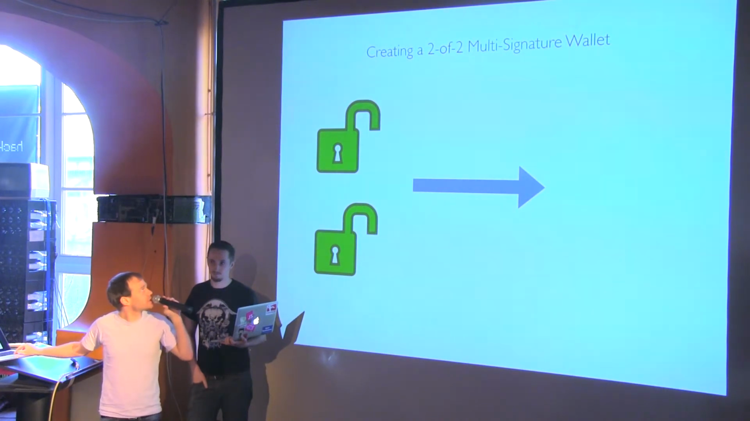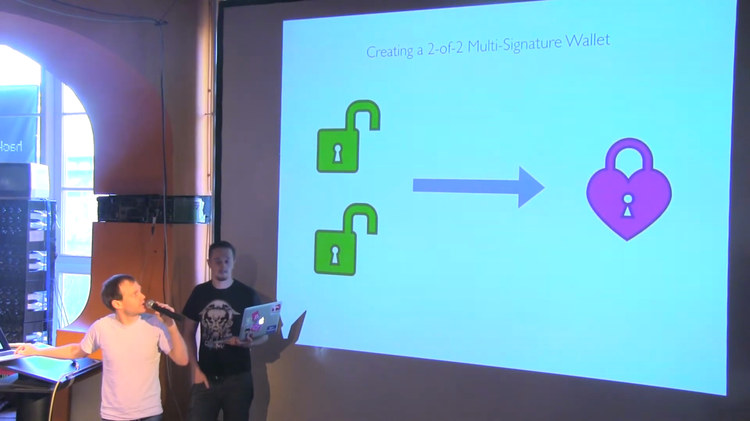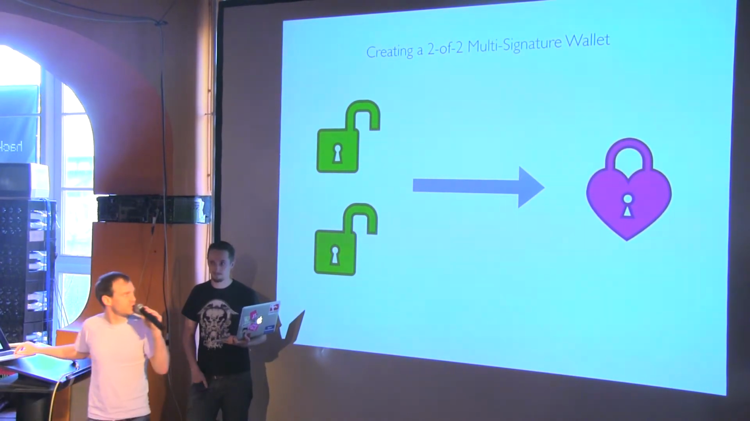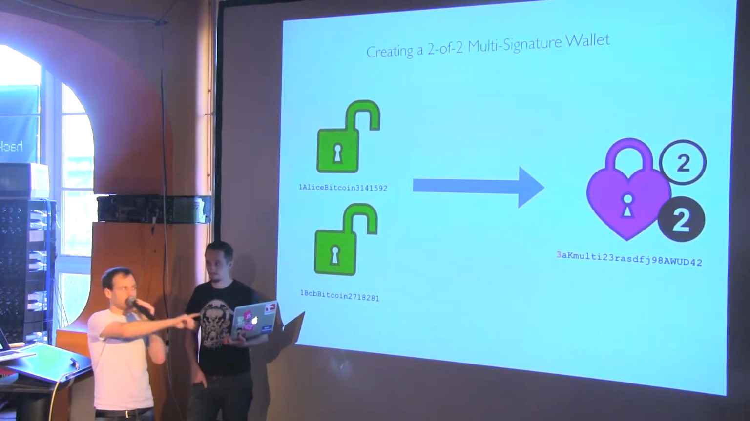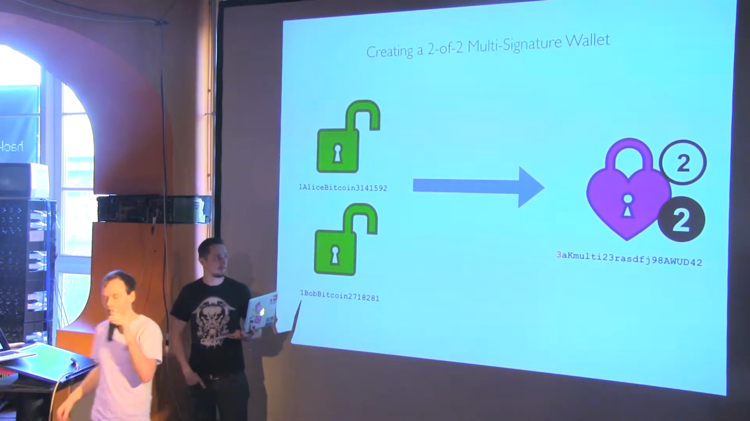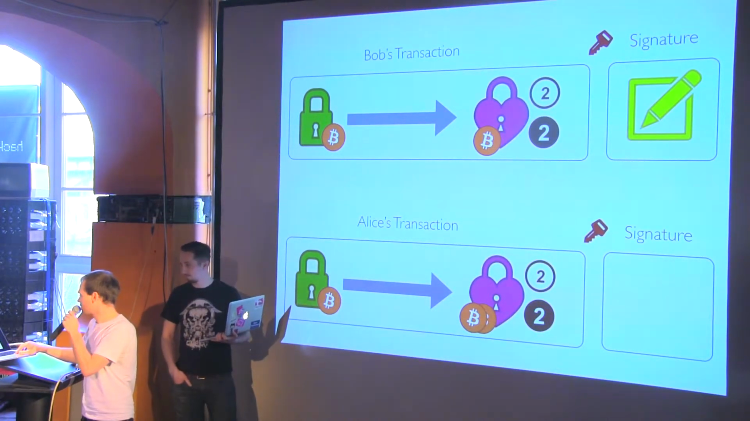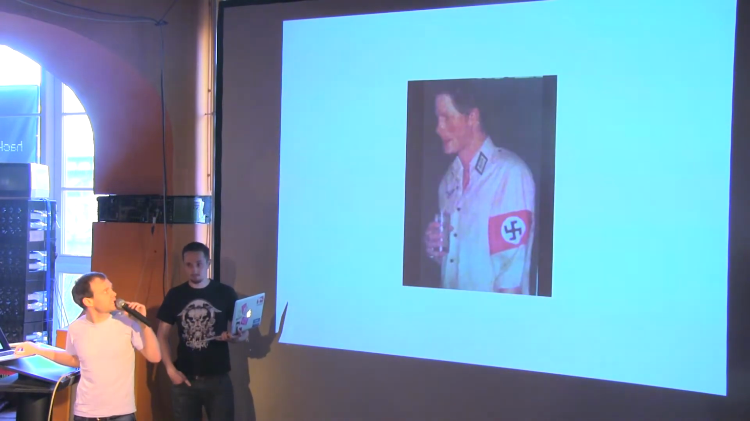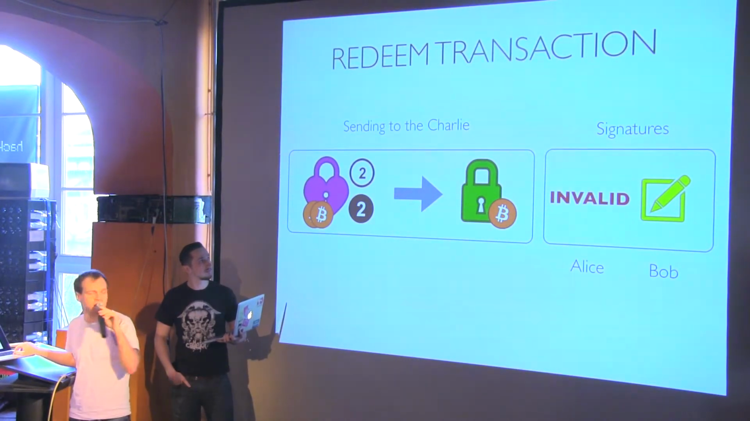So basically what they do is they create a two-of-two multi-signature wallet. They take their two public keys and create a multi-signature address. This means they both have to agree for money sent to that address to be spent on other addresses. You see them on blockchain info. They start with a 3, not with a 1. So Bob sends a Bitcoin and Alice sends a Bitcoin, and there are two Bitcoin now. After a few years, Charlie wants to throw a party, and then you need both signatures. If one signature is missing, the transaction is invalid, and Bob cannot spend the money on his own, and Alice cannot spend the money on her own.